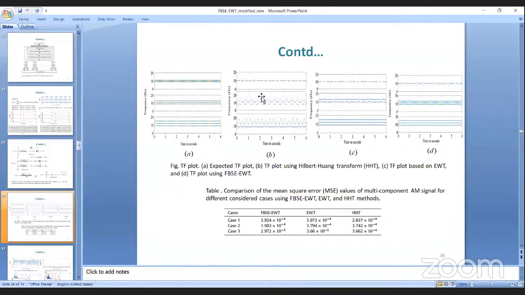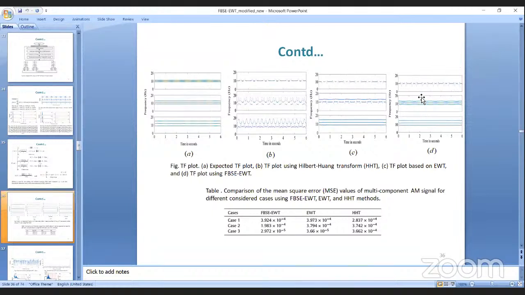So this is not giving good detection of the frequency component, or proper estimation of the frequency. You are not identifying them properly in the HHT method. When you go for the empirical wavelet transform method, you can see in case three, when these frequency components are nicely, well separated, then you are able to separate and identify them. Otherwise, in the first two cases, you are not able to separate or identify them.